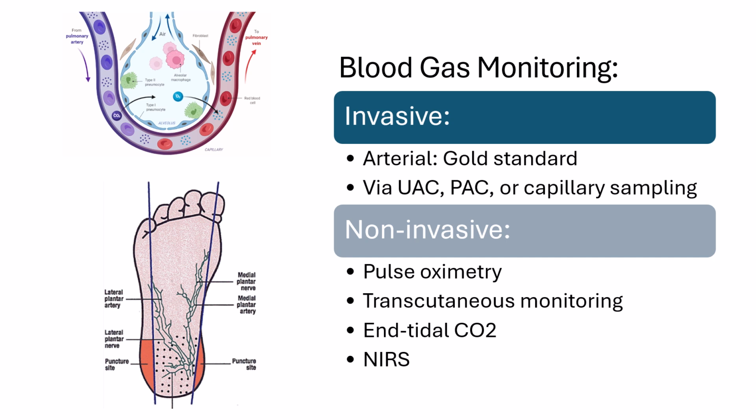Non-invasive alternatives include pulse oximetry, transcutaneous monitoring, end-tidal CO2, and near-infrared spectroscopy, each with specific strengths and limitations. The exam may test your ability to interpret blood gas results in various clinical scenarios, particularly your understanding of compensatory mechanisms in metabolic and respiratory disorders, and when to rely on arterial versus capillary samples.